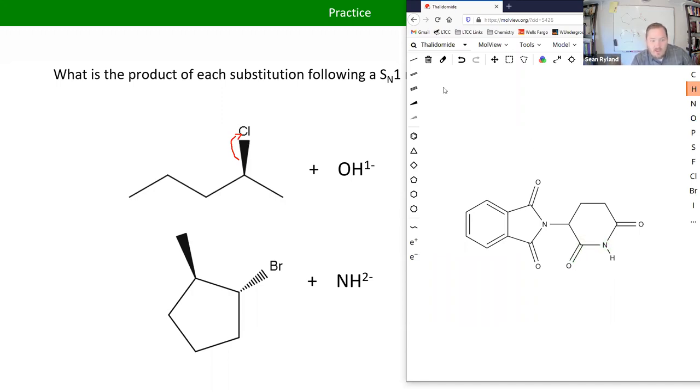This was a big deal in the 60s. This was a drug that was marketed that treated nausea. It was an anti-nausea drug in the 60s. And in Europe, especially, it was being prescribed pretty quickly.